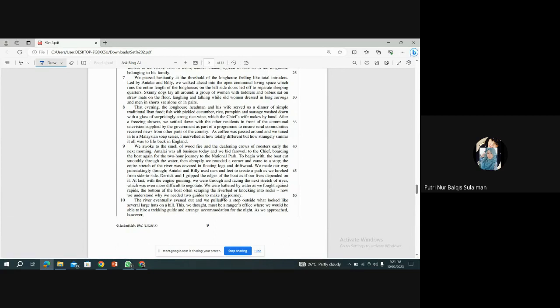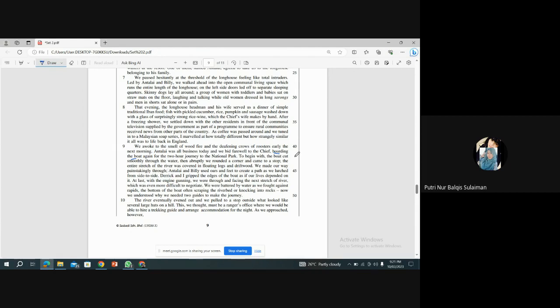We awoke to the smell of wood fire and the deafening crows of roosters early the next morning. Antalay was all business today and we bid farewell to the chief, boarding the boat again for the 2 hour journey to the national park.